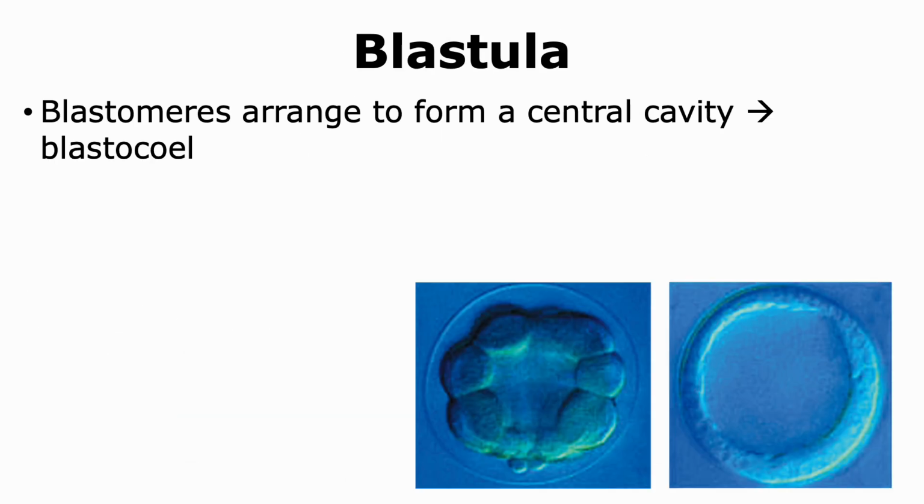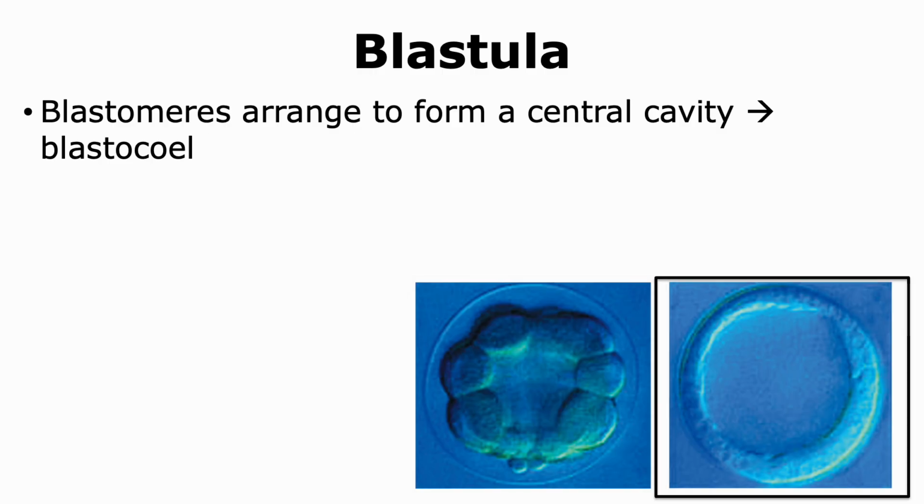Let us now go to the next stage, which is the blastula formation stage. Now, as the cells undergo cleavage and more cells are formed, they start arranging themselves to form a central cavity, which is called the blastocoel. So when we look at the figure to the left, this is where we are seeing the cells undergoing cleavage. And when we look at the figure to the right, the cells have now gone to the periphery or to the edges of the embryo, and so in the middle we have a central cavity, which is the blastocoel.